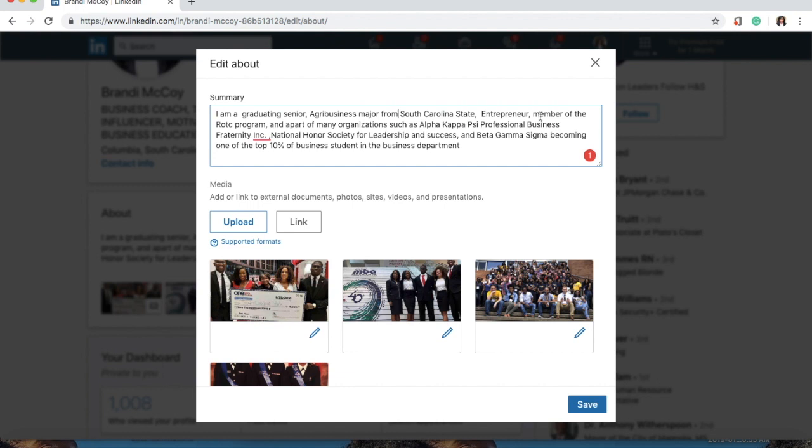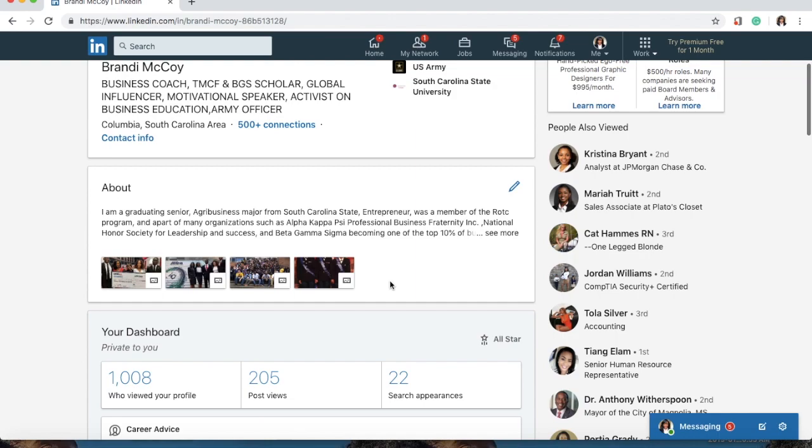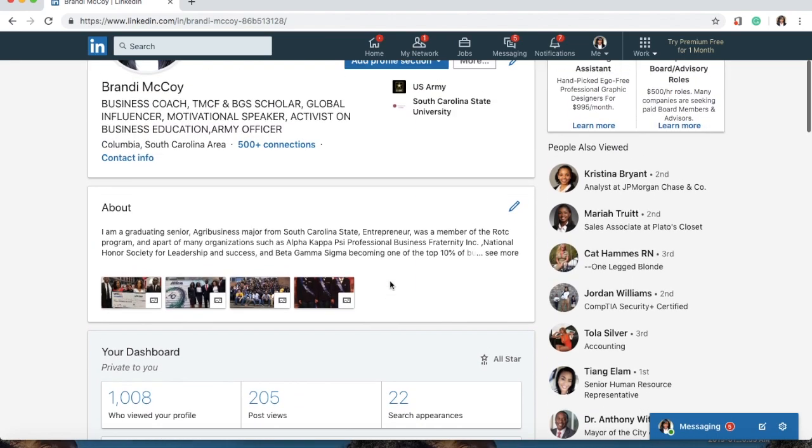It highlights your leadership skills, your interpersonal skills, and how you're able to be a well-rounded individual. So you really want to make sure that you highlight those things on your LinkedIn profile to be able to attract those employers and recruiters. So that's tip number 1.